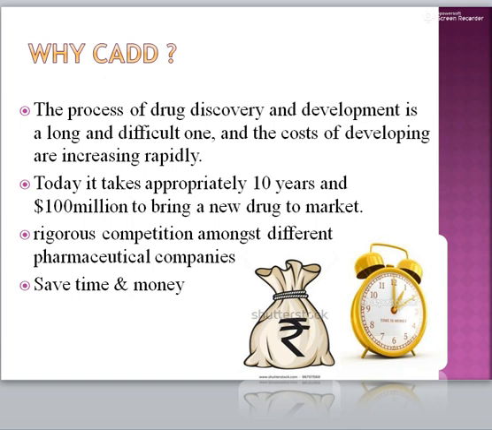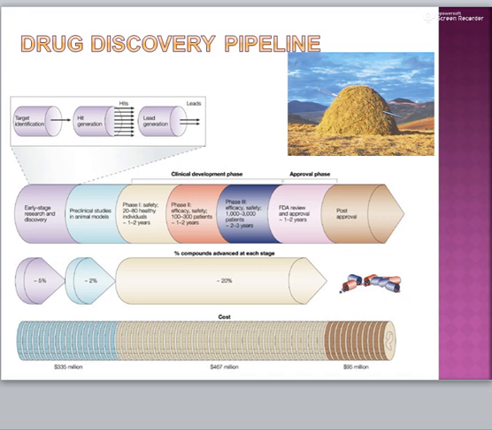So let me take you to what a drug discovery pipeline usually is. Usually, when a new disease comes, you need to find out what the target is. What is a biological target?